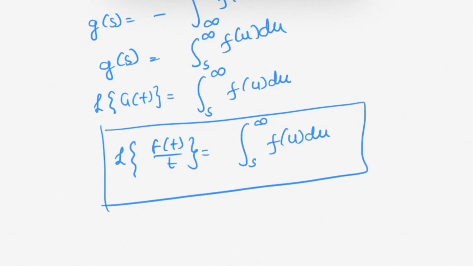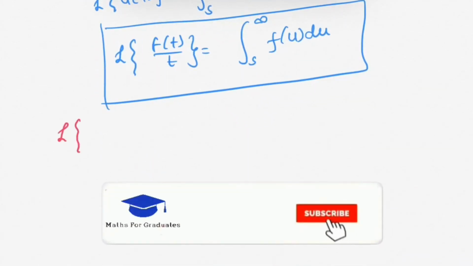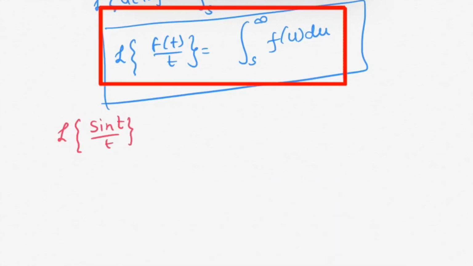Now let's find the Laplace transform of the function sin t over t using this formula. When you compare this function sin t over t with f(t) over t, you will find that in place of f(t) we have sin t. We know that the Laplace transform of sin t equals 1 over s squared plus 1.